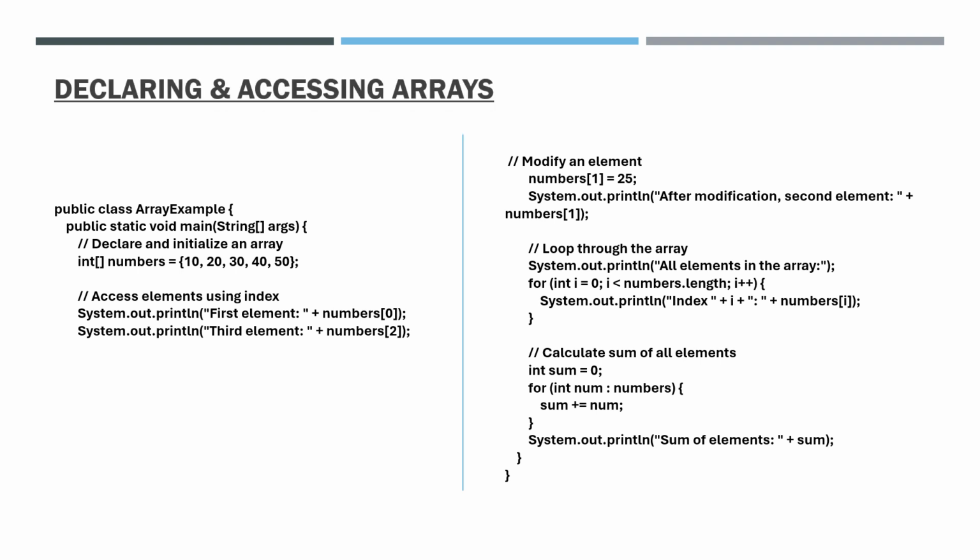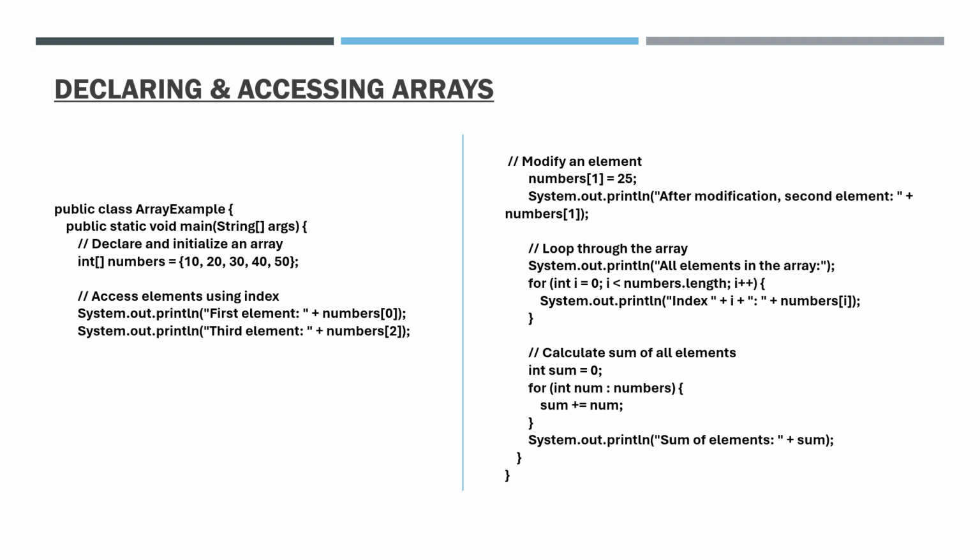Declaring and accessing arrays. First, we access specific elements using their index. Remember, arrays in Java are zero-indexed, meaning the first element is at position 0. Then we modified the second element and printed it.